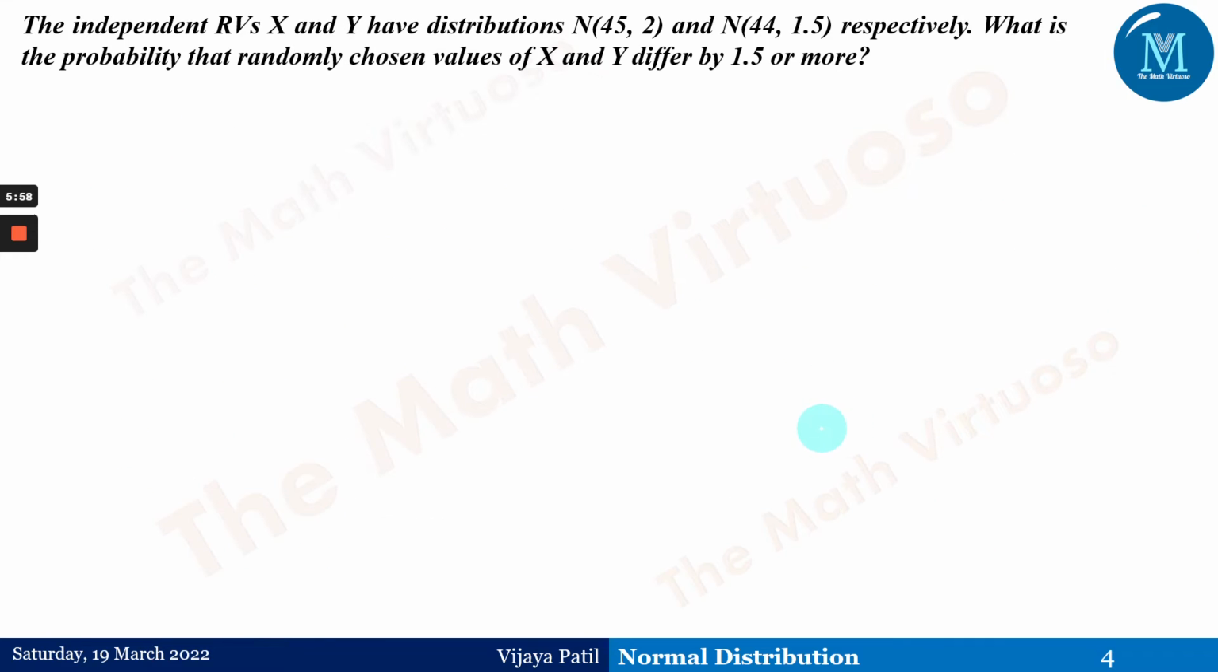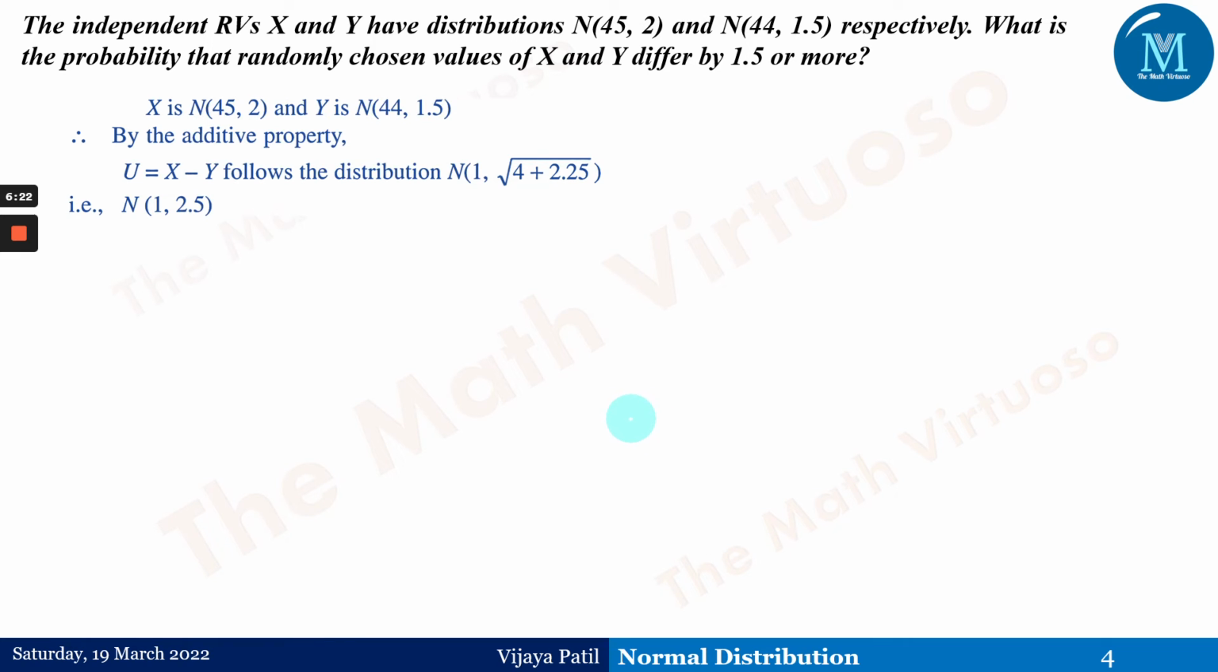Okay. Going ahead with the next one: the independent random variables x and y have the distributions N(45, 2) and N(44, 1.5) respectively. What is the probability that randomly chosen values of x and y differ by 1.5 or more? So we have to form the mathematical formula using this. Let us go ahead step by step.